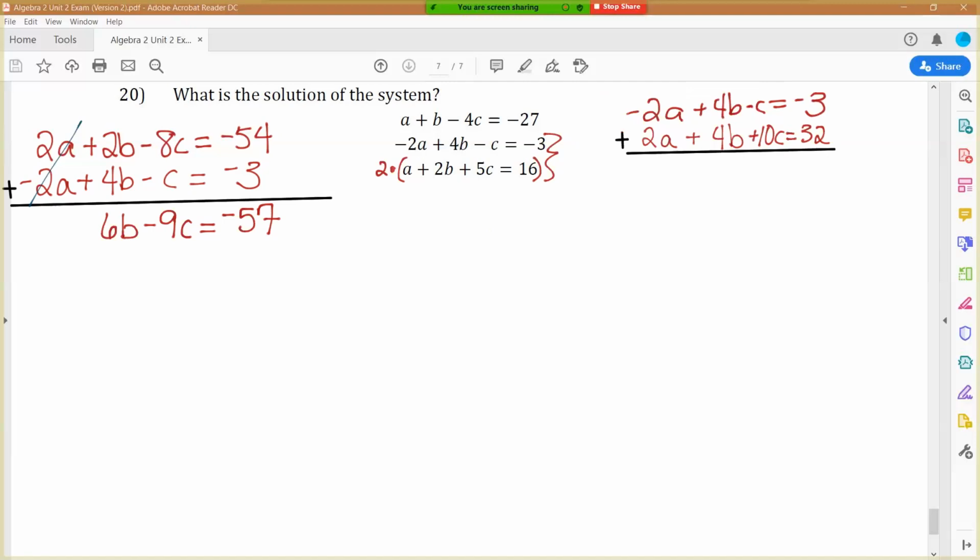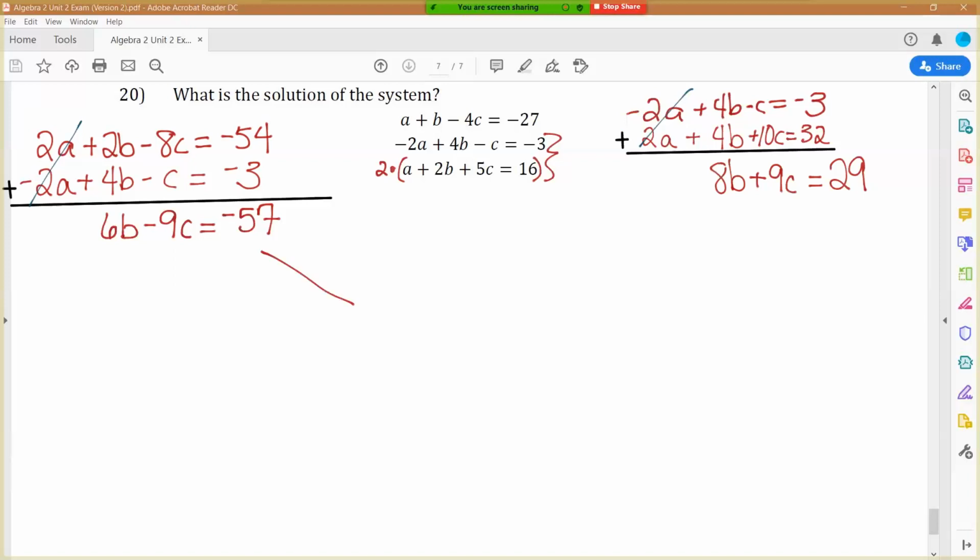When I add straight down, the negative 2a and the positive 2a cancel. 4b plus 4b is 8b. Negative c and 10c give me 9c. And negative 3 plus 32 is 29. So far I've worked myself to 2 points. Again, if you get stuck and don't know where to go from here, you're still going to get your 2 points. It's not an all or nothing.